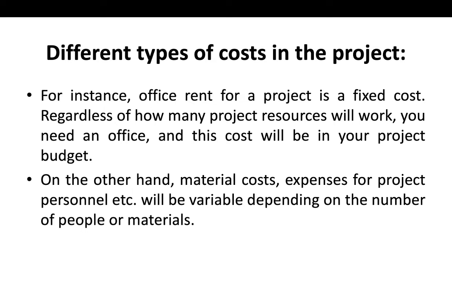A fixed type is something like we need an office, or we need a site, or we need land for building something. So this type is called fixed. And the cost that can change, like material cost or the people working inside the office, is not fixed cost.